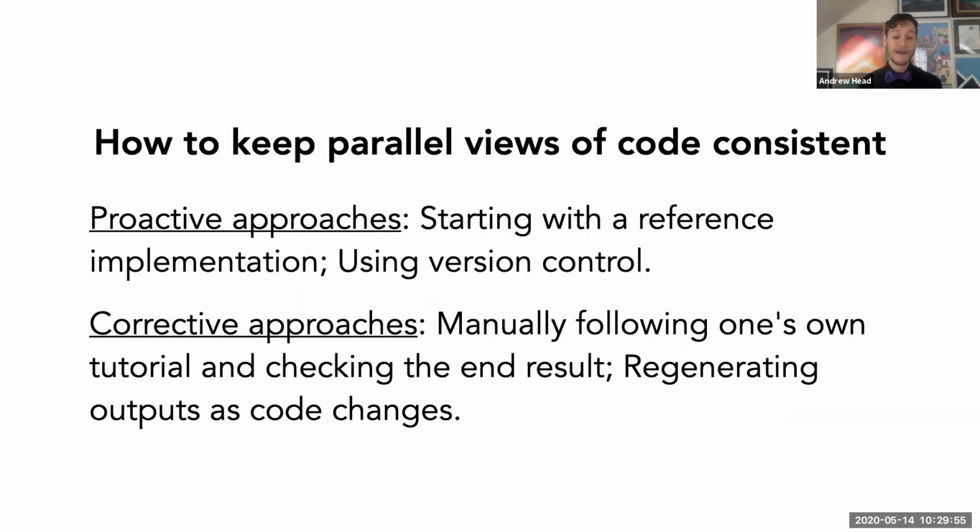Authors kept their parallel views consistent with each other using proactive approaches, where, for instance, they would start with a stable reference implementation that they would be pretty sure they would never want to change before starting to break it into snippets. They also used version control in clever ways in order to be able to propagate edits that they made from one step to many other steps. They also had a handful of corrective approaches, for instance, playtesting their own tutorials to make sure they indeed were capable of producing the same outputs after you followed through with them.